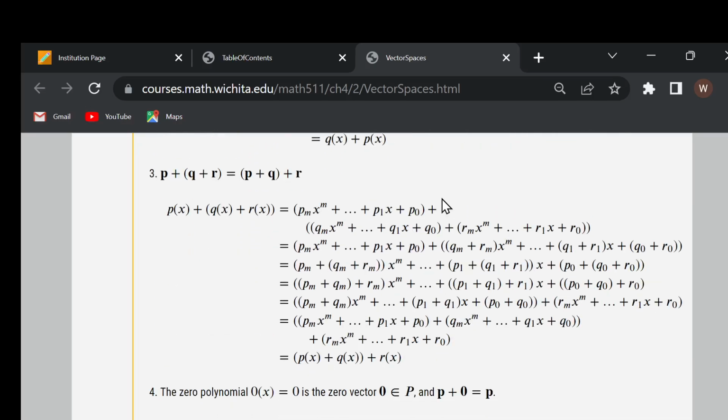But an associative proof looks a lot busier. But that's because we have p bar, q bar, and r bar, which are p of x, q of x, and r of x. But it's still associative. And it's associative because each one of those coefficients for the like ordered terms are just real numbers being added together, and that's associative. It's almost the same idea as why vector addition and matrix addition are associative.